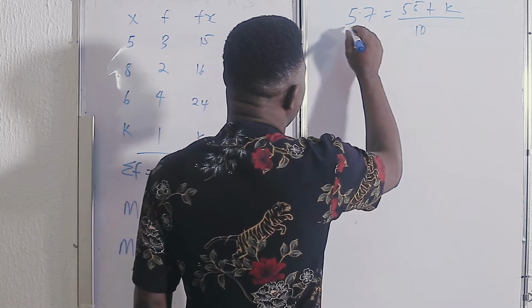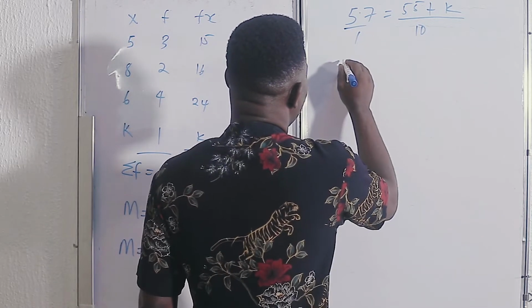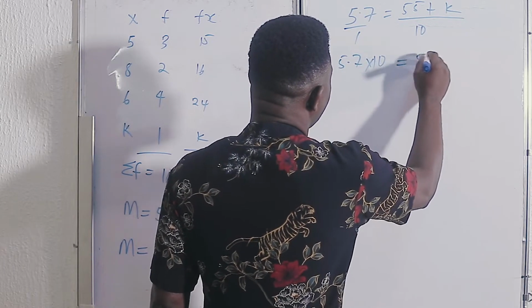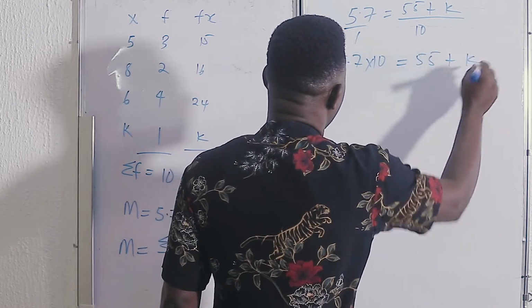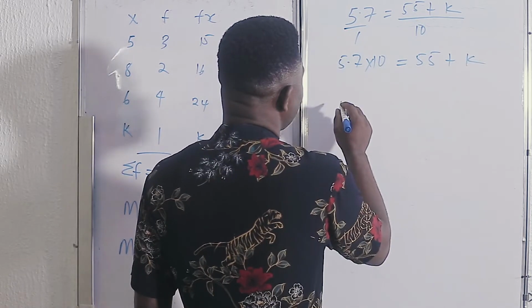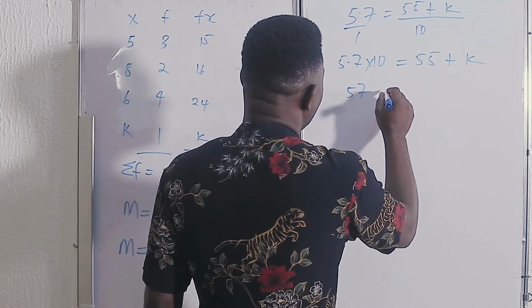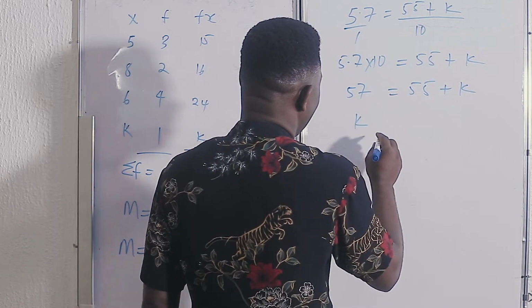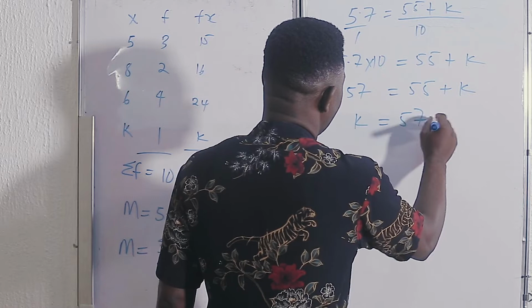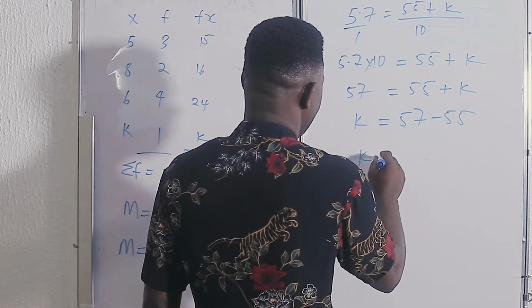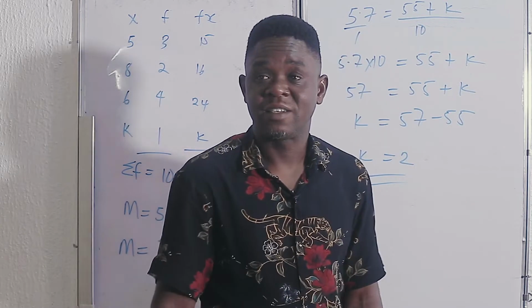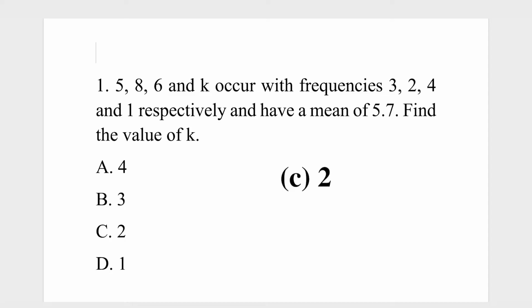If you cross multiply this, you will have that 5.7 times 10 is equal to 55 plus K. 5.7 times 10 will give you 57, equal to 55 plus K. K is equal to 57 minus 55. K is equal to 2. And C is the answer.